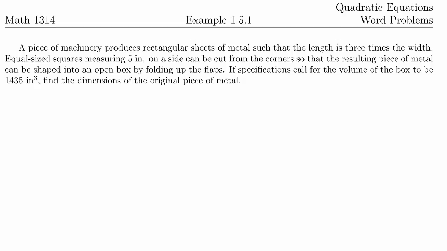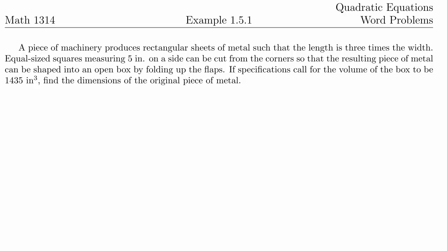A piece of machinery produces rectangular sheets of metal such that the length is 3 times the width. Equal-sized squares measuring 5 inches on a side can be cut from the corners so that the resulting piece of metal can be shaped into an open box by folding up the flaps. If specifications call for the volume of the box to be 1,435 cubic inches, find the dimensions of the original piece of metal.